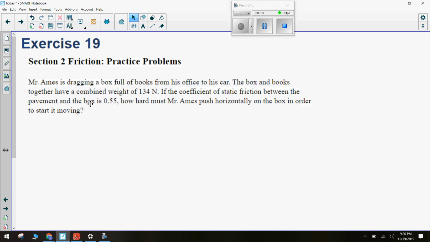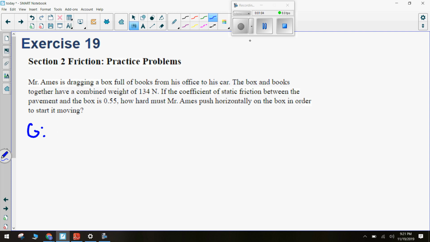It says, Mr. Ames is dragging a box full of books from his office to his car. The box and books together have a combined weight of 134 newtons. If the coefficient of static friction between the pavement and the box is 0.55, how hard must Mr. Ames push horizontally on the box in order to start it moving? So what we really need to do is start by making a free body diagram.